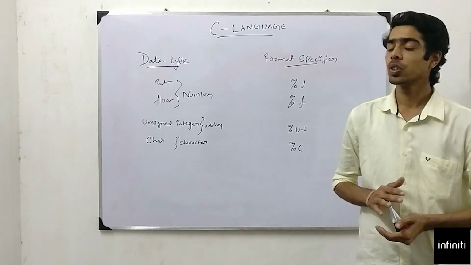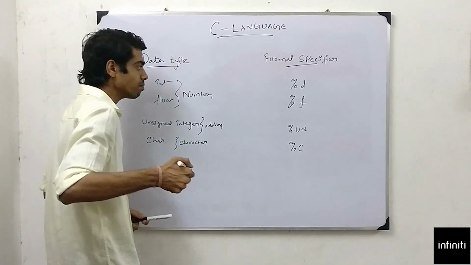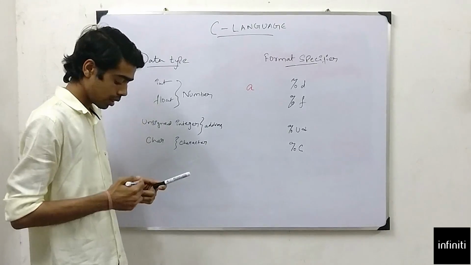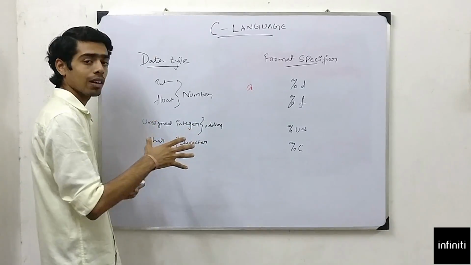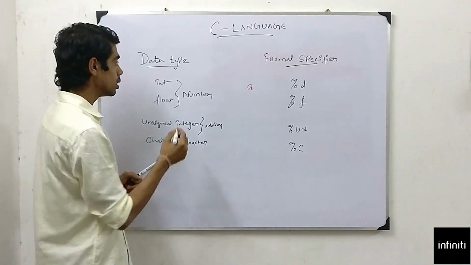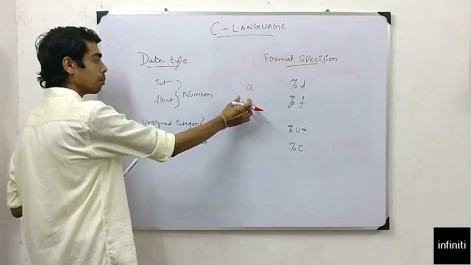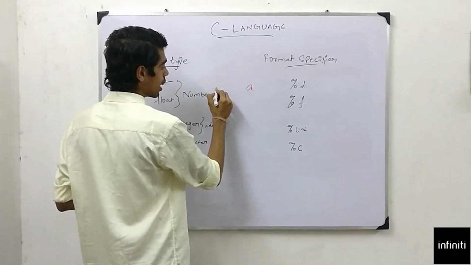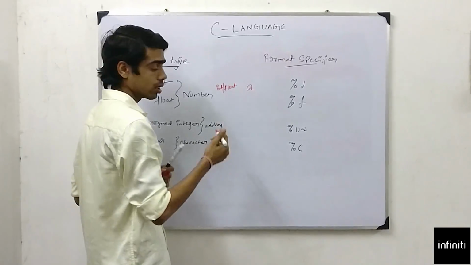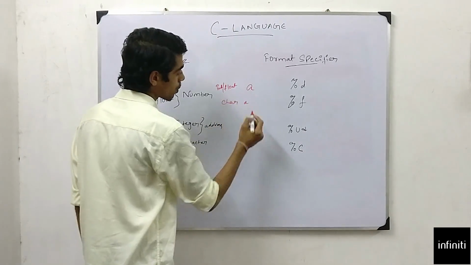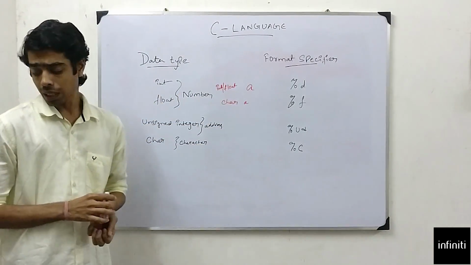Before writing a program, we should know the data types and the format specifiers. So what are data types and what are format specifiers? If I write a, what is a? Is a a number? Is a a character? a can be anything. So by defining a, we can define what a can do. Data types are used for defining a character or a number. If I want to take a number, I can write int or float. If I want to take a as a character, then I will write char a. There are multiple data types, and a can be anything depending upon the data type.